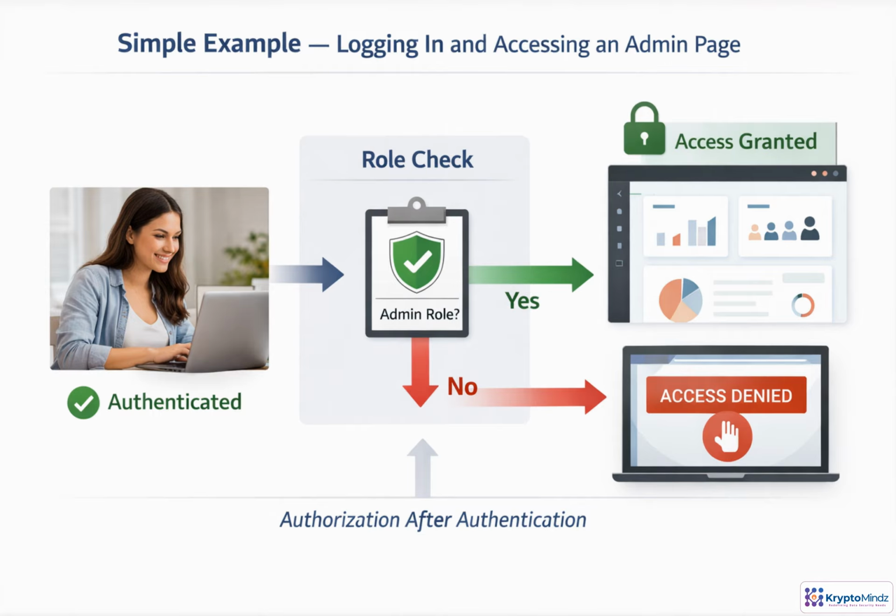Consider Alice logging into a web app. Her password is correct, so the app recognizes her identity. That is authentication. Then she tries to open the admin area. Now the app asks a second question. Does Alice have the admin role? If she does, she gets in. If not, she is blocked. That second decision is authorization.